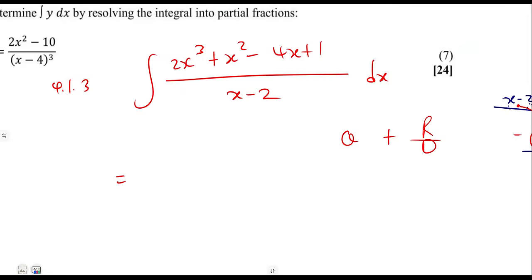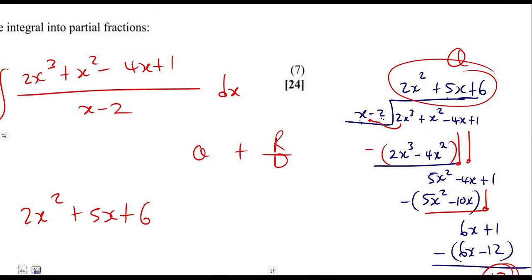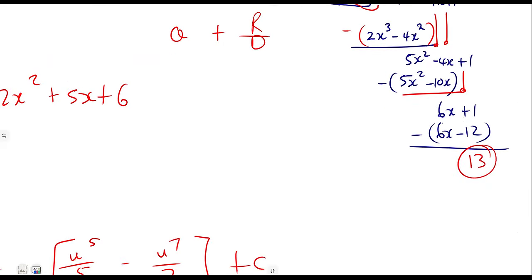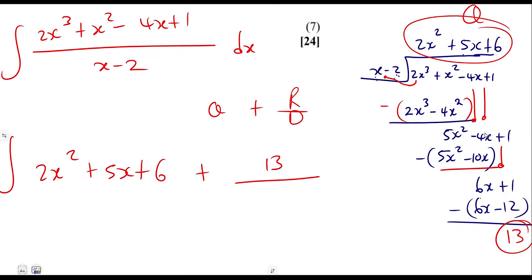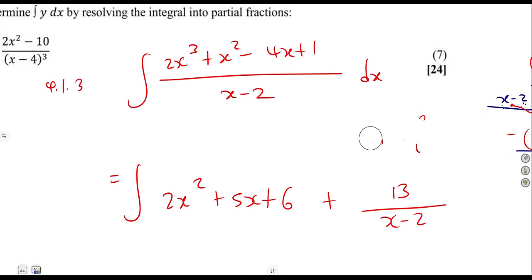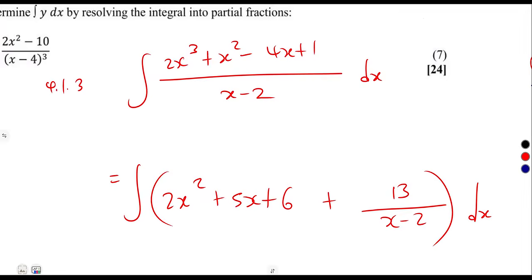We take it as it is: 2x squared plus 5x plus 6, plus our remainder, a positive 13, over our divisor, which is x minus 2. So that's it. We have applied our long division. This is where we are. So we can simply integrate this with respect to x.